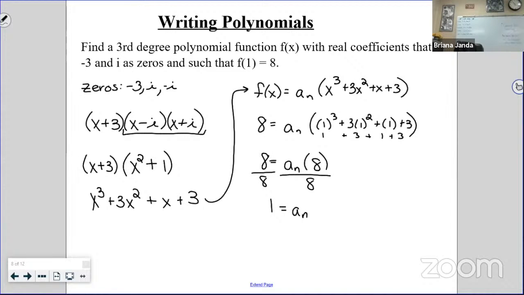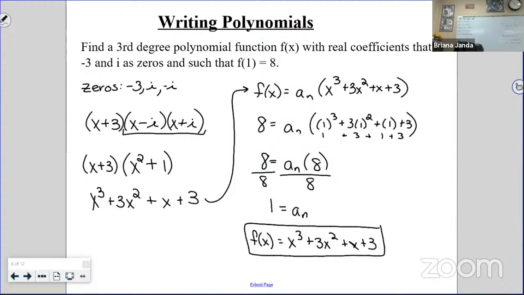We get that a sub n equals 1, which means when I go to plug 1 back in there and distribute it, is it going to change my polynomial? 1 times all of that is not going to change it, right? So we can jump straight to our polynomial, just that's a 1, which I don't need to write. x cubed plus 3x squared plus x plus 3. Questions?